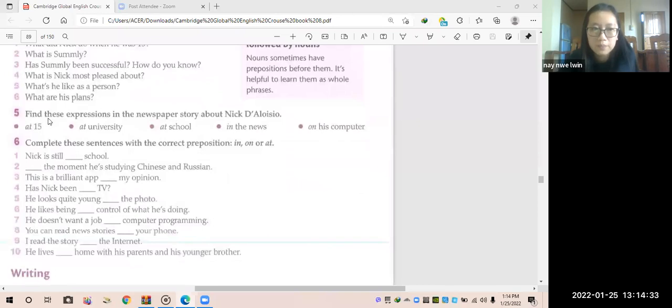Okay, if you're clear about number 5, we will do number 6. Complete these sentences with a correct preposition: in, on, or at. So you have to fill this in by using these 3 prepositions. You will see the nouns behind it, and you have to choose the appropriate preposition for each of the nouns, like school, moment, opinion, TV, photo, control, computer, phone, internet, home.